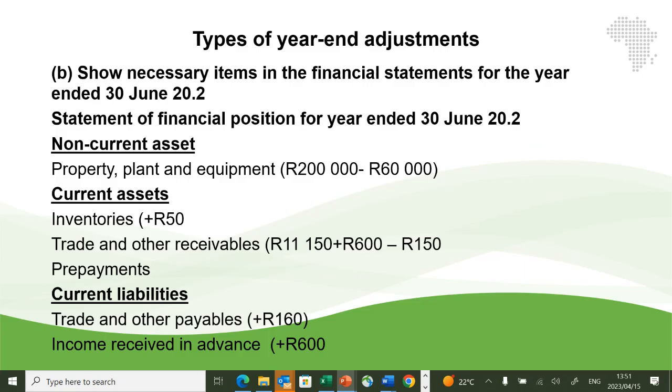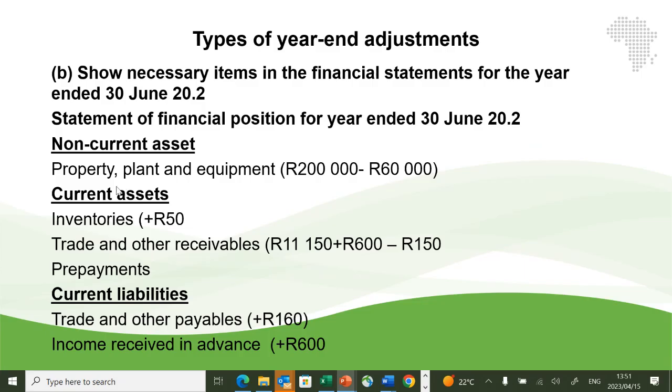Because here we are saying when you're calculating the property, plant, and equipment here, it should be sitting at your carrying amount. How do you calculate carrying amount? We say cost less accumulated depreciation, then you get your carrying amount. Then we move to current assets.